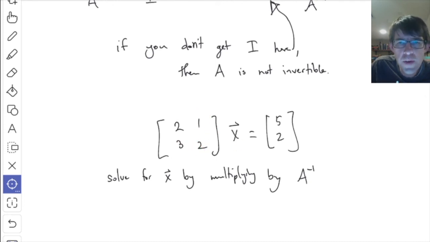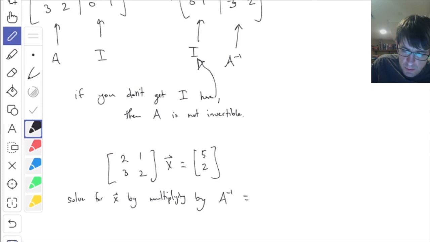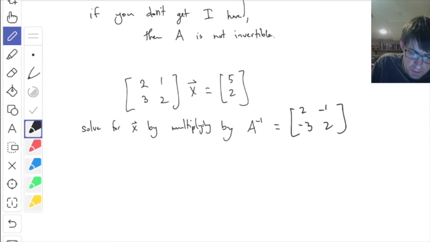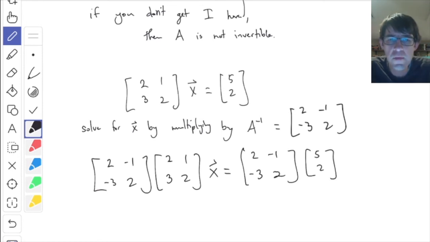Of course, you don't divide by matrices, but you can multiply by the inverse, and that's basically the same thing. So if I multiply on both sides by A inverse, this is the same matrix I was just talking about, so the A inverse for this guy is the same. It's 2, minus 1, minus 3, 2, right? So to solve this, I can just multiply on both sides by that. 2, minus 1, minus 3, 2 times what I had before, 2, 1, 3, 2, x equals 2, minus 1, minus 3, 2 times 5, 2, right? I inserted that A inverse on both sides.